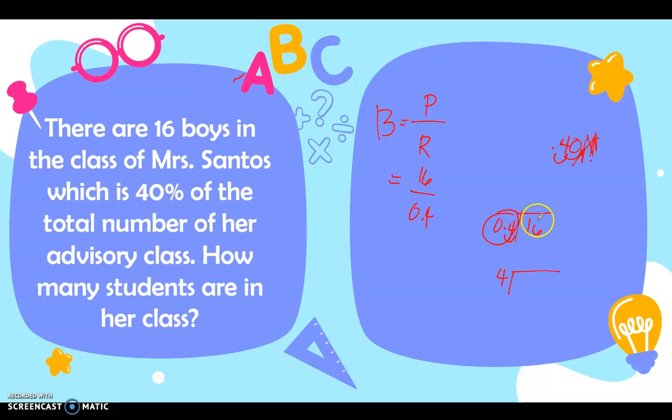So where's the decimal point of the 16? It's at the end here. Then move one place because you moved one decimal place in the divisor. So it becomes 160. Now you divide 160 divided by 4. 4 into 16 is 4. There's 0. Bring down 0. You divide again, 0. Therefore, the base, the answer, is 40. So how many students are in her class? There are 40 students in her class. Okay, so that is the answer.